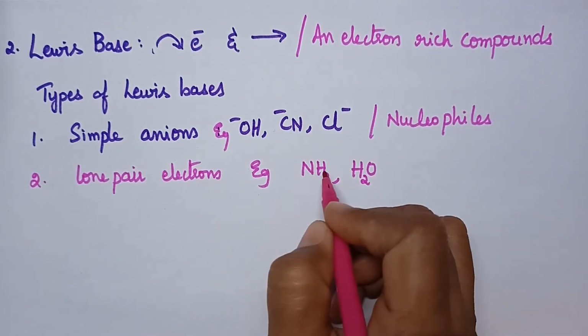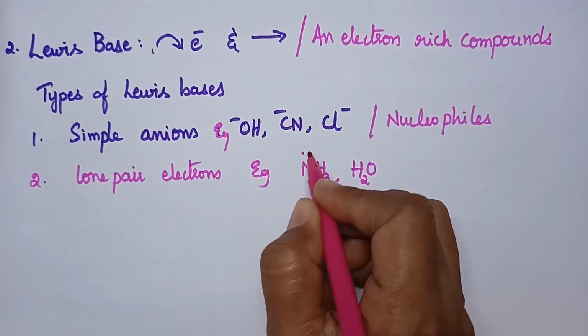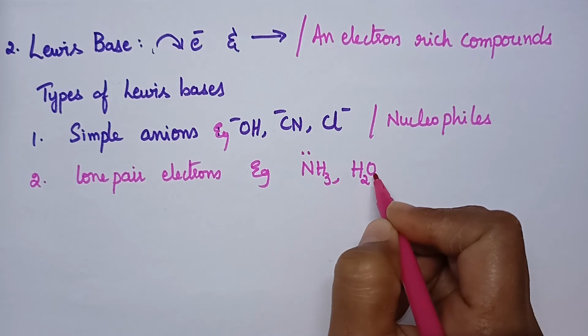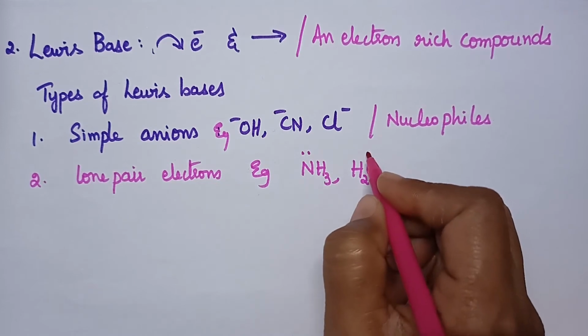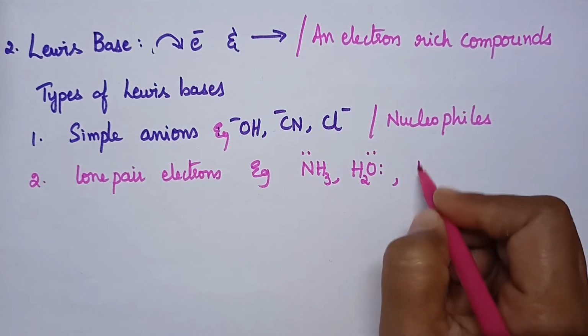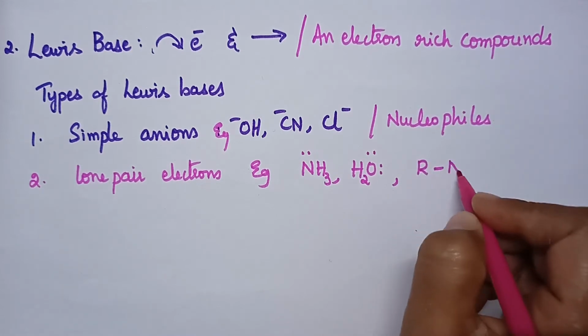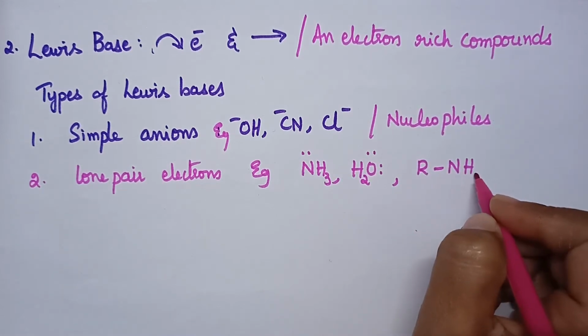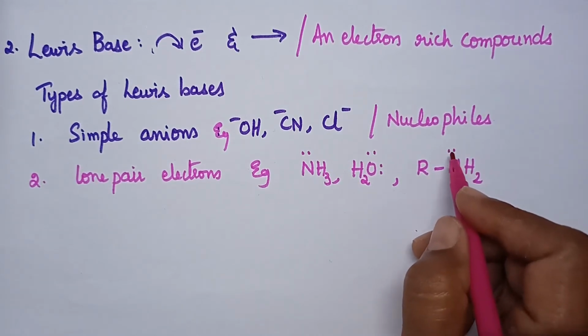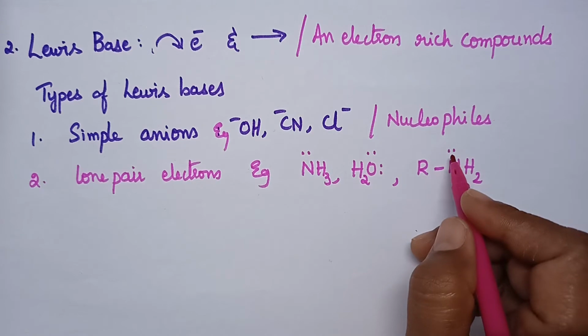So when you consider ammonia, it consists of one lone pair of electrons on the nitrogen. And when we consider water, oxygen contains two lone pairs of electrons. And also amines can act as Lewis bases since the nitrogen atom contains one lone pair of electrons.